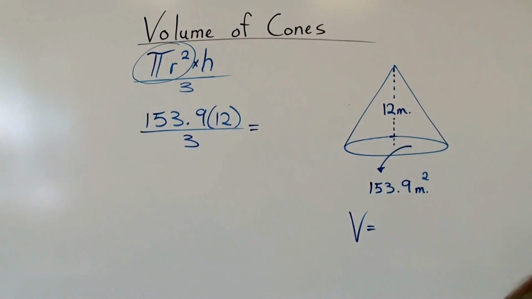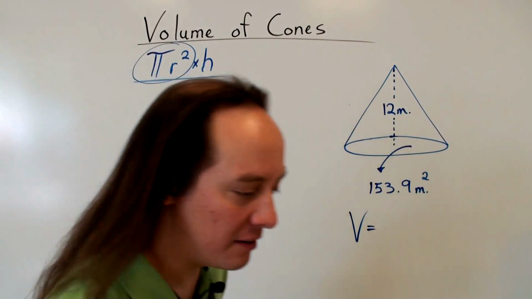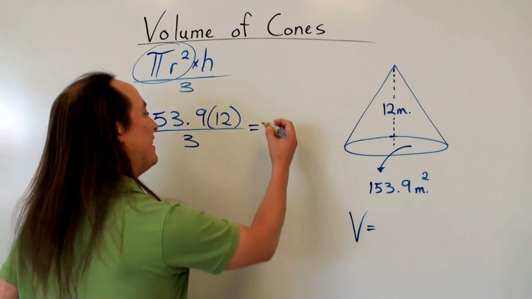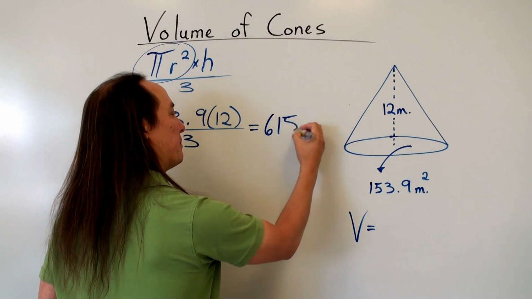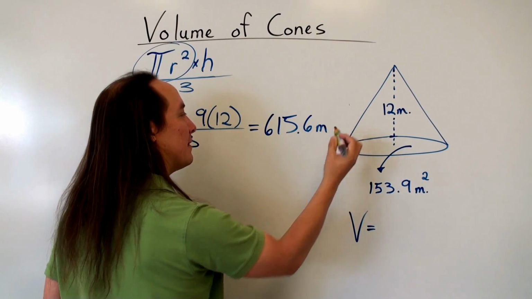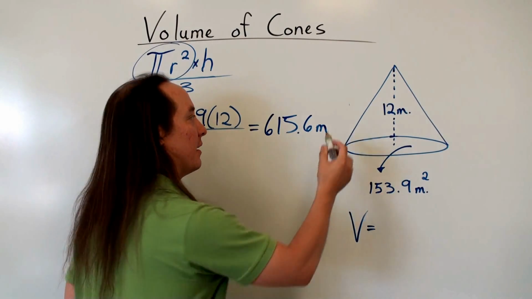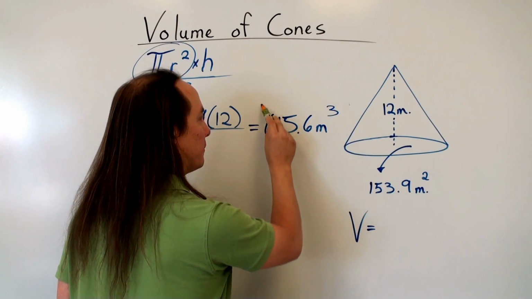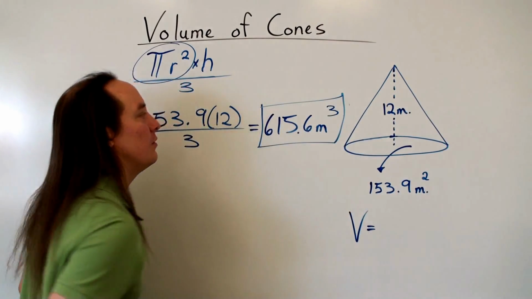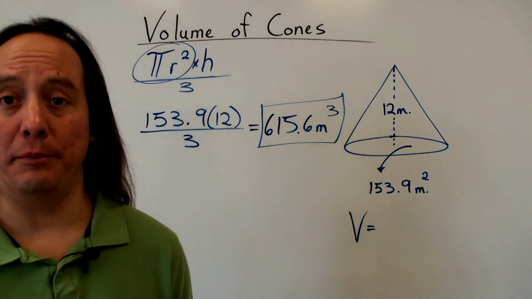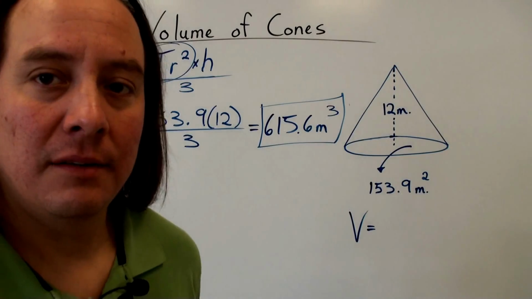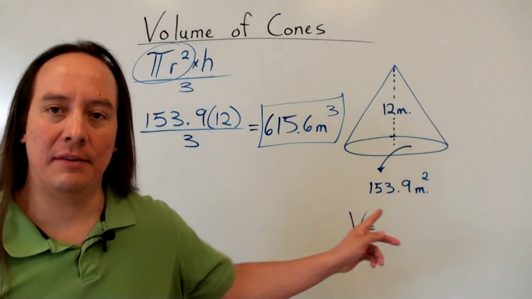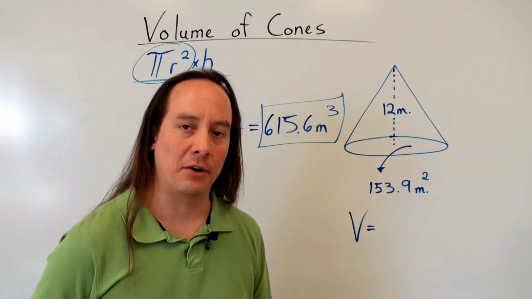So, let's just go over here, get my marker. What was it again? 615.6. This time I have to put units, meters in this case, cubed, to show that it's volume. So again, in this one, they gave us a big help. They gave us the area of the circle.